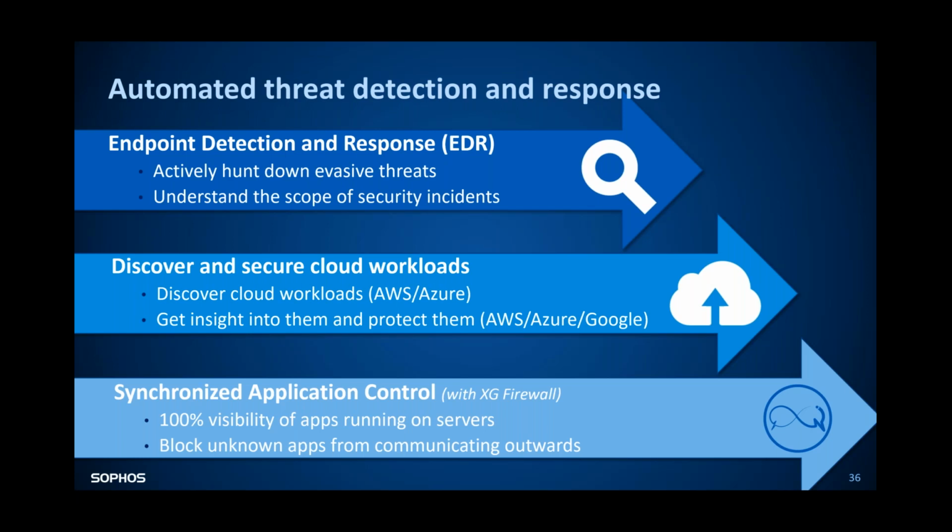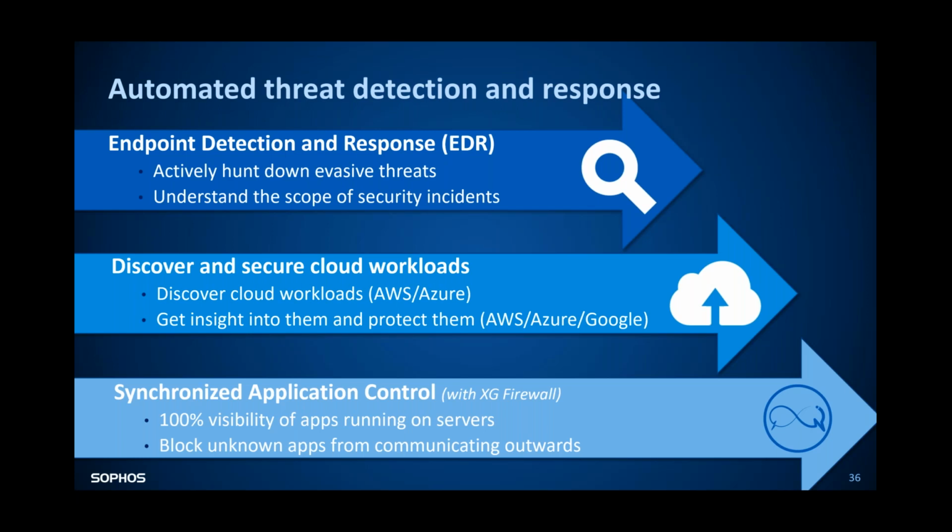Sophos synchronized application control uses the security heartbeat between the endpoint and the next generation firewall system to allow the firewall to ask the endpoint that's originating the encrypted traffic, what is it? What process is actually creating this? And then based off that, we can block unknown applications from communicating outwards. So it could be a machine that's been compromised and being used for command and control. It could be a remote access Trojan, something like that.